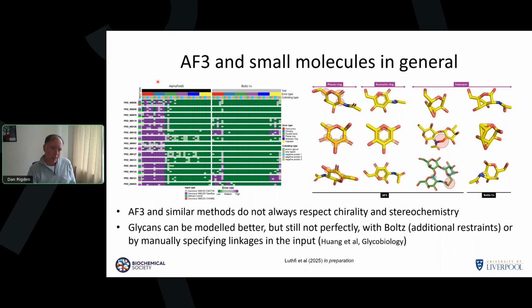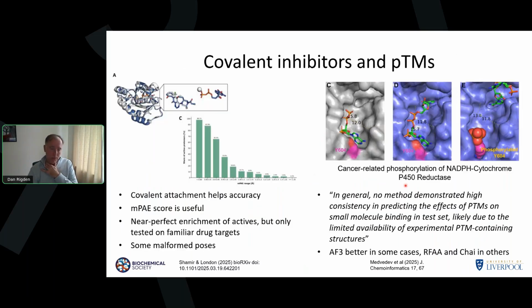But just to say that this is AlphaFold 3, purple is bad here. Boltz 1, where they introduce some extra restraints on chirality, does much better, but you do still get these errors even with Boltz 1x. So just be very careful in the ligands. Always eyeball them, I would suggest.